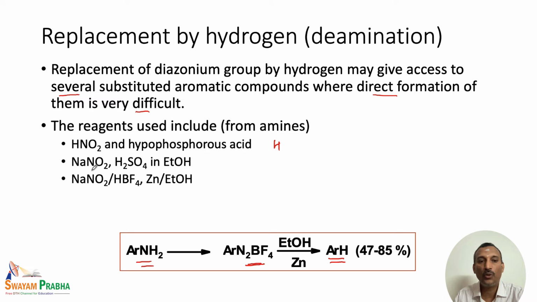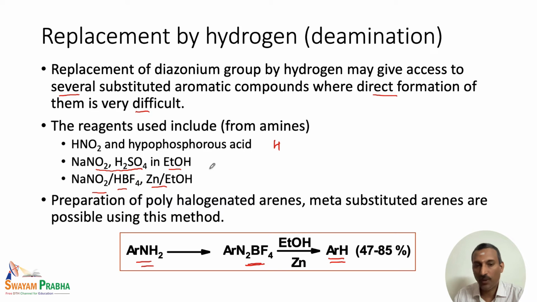We can also use a combination of sodium nitrite and sulfuric acid. This combination leads to the formation of the diazonium salt, and when the reaction is carried out in ethanol, that replaces the diazonium salt with hydrogen. And sodium nitrite and HBF4 followed by zinc and ethanol treatment also gives the product. This is the example given here. The amino compound is converted to the borofluoride salt, and this diazonium borofluoride salt is treated with ethanol and zinc to give the corresponding aromatic compound.